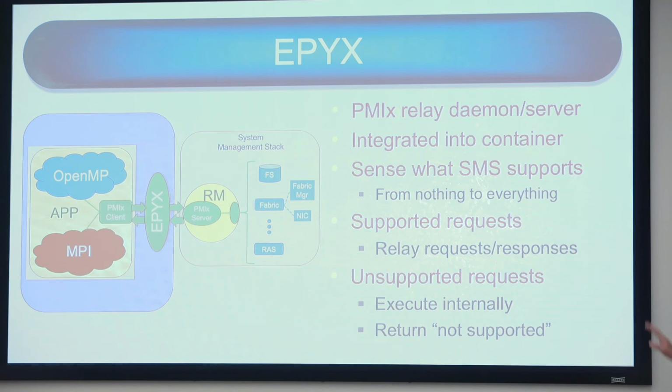So when it starts up, it senses what the resource manager, what the external environment looks like, okay? What does it support? And then anything that the client requests or that the external guy pumps in that we support, that we know that the other guy supports, whether it's the client supports or the server supports, we just relay through. We're just a pass-through.